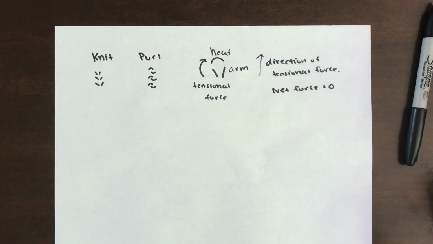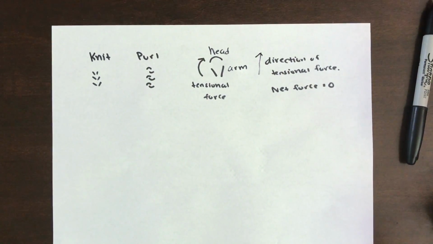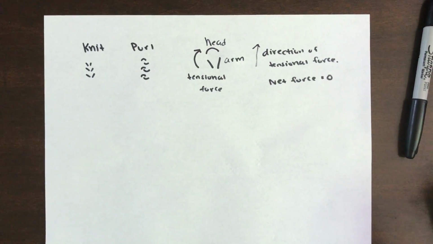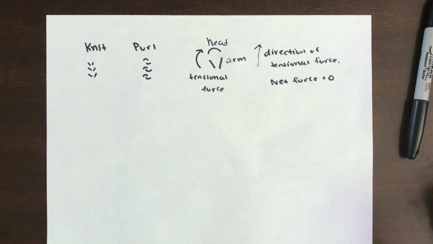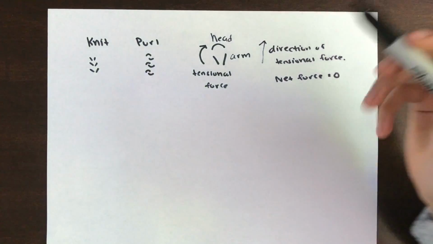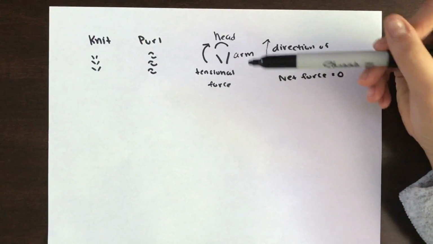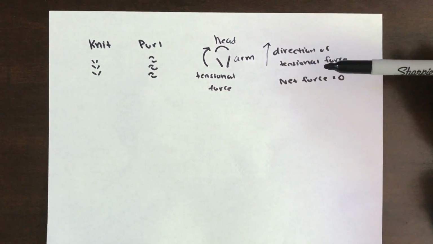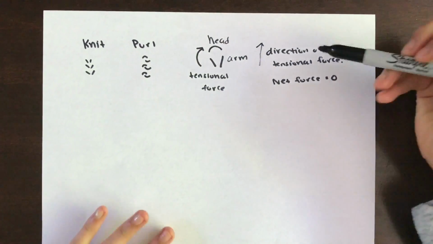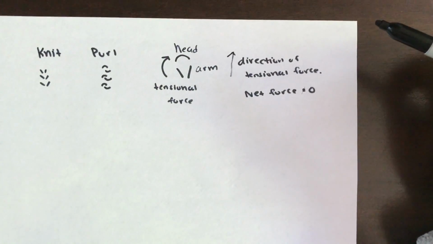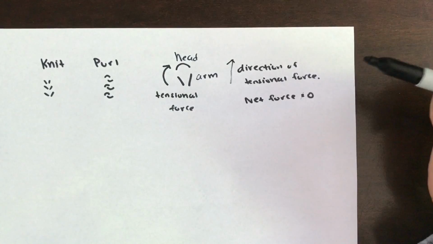Tensional force, which is the physics force responsible for knitting, is defined as the pulling force that is axially pulled by means of a string, cable, chain, or a similar material. When you knit, the direction of the tension is always going to be up towards the head. And the net force is never zero because the yarn is only being pulled in one direction.